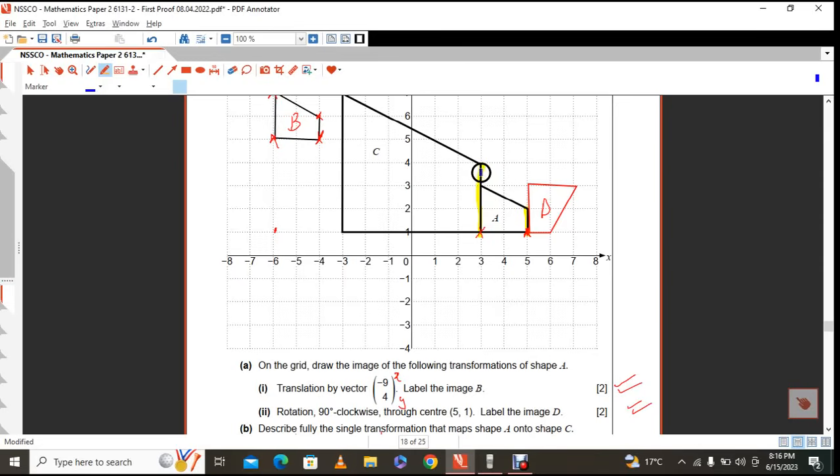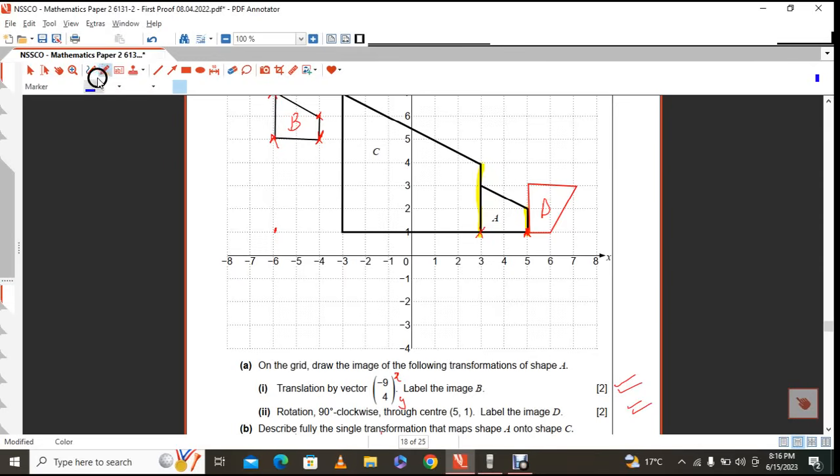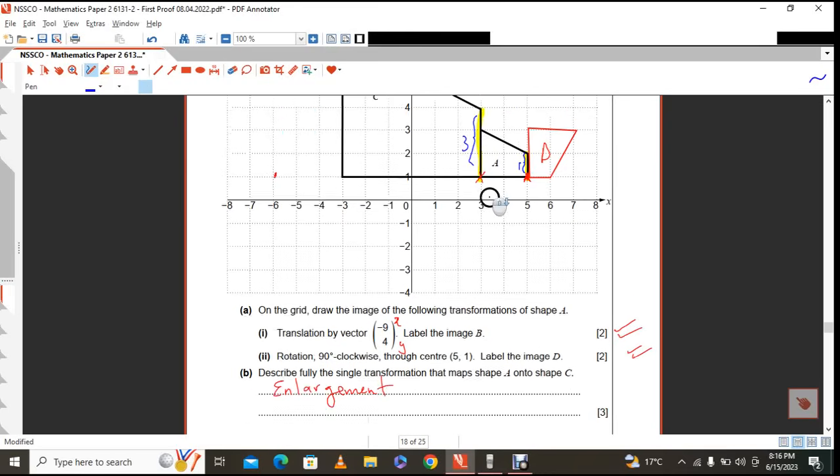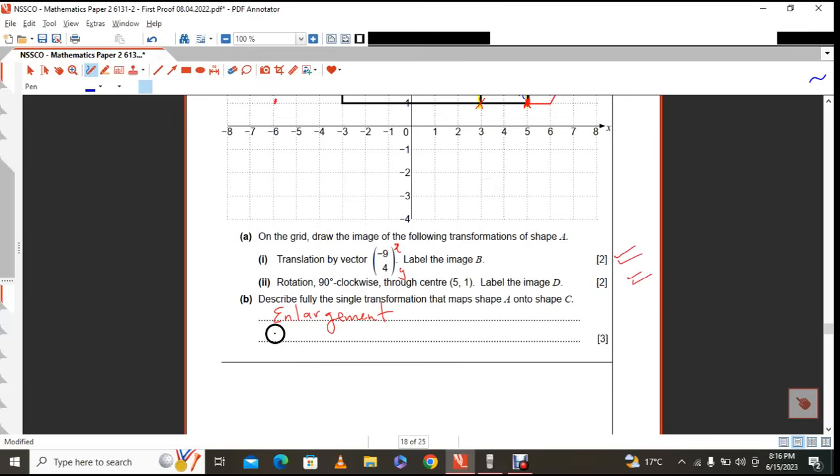In any case, if you look at here, you're going to see that you have got 3 blocks here and you've got 1 block here. Isn't that the case? So if that is the case, when you divide 3 by 1, that gives you a scale factor of 3. So the scale factor, that thing is 3 times bigger than the other one. So the scale factor will be 3 over 1, which is nothing but 3. Now, we need to find the center of enlargement. And the center of enlargement in this particular case, it's going to be a coordinate point.